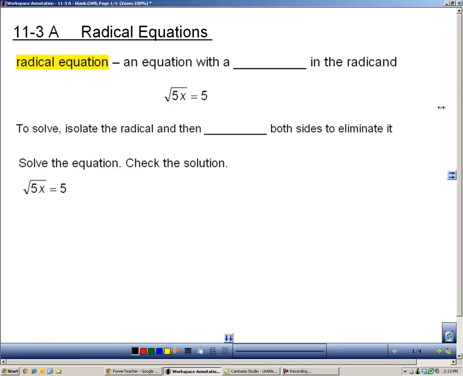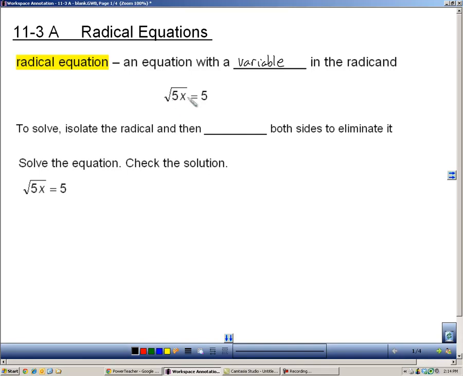Section 11.3a is about radical equations. A radical equation is an equation with a variable in the radicand. Here's an example of a radical equation. It has an equal sign, which makes it an equation, and it's a radical equation because this variable is trapped by the square root.